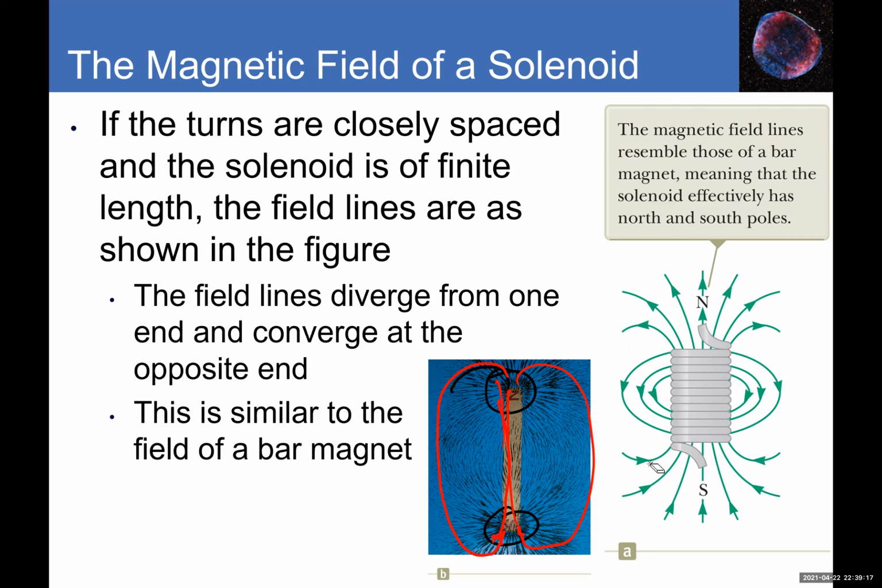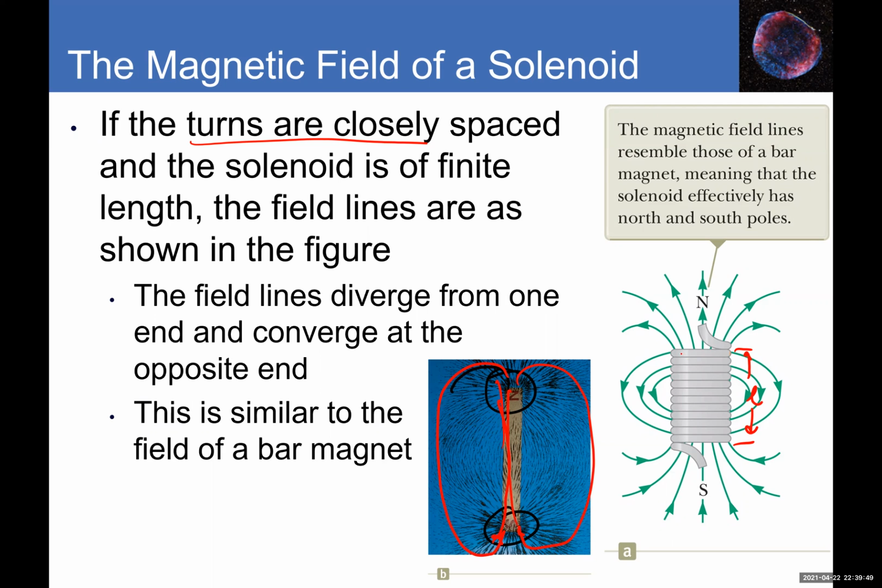All right. That means we have turns that are closely spaced, and it has a finite length. That means the length sometimes can be comparable to the radius, sometimes can be much larger than the radius. So you have to pay attention to that as well. Now for here, think like this. We can again model it as similar to the bar magnet. It can generate a magnetic field.